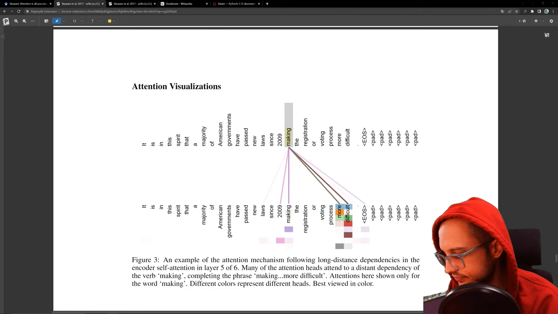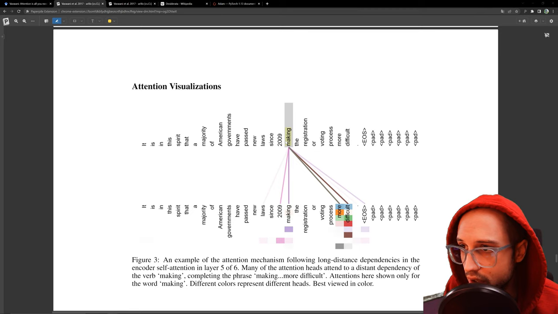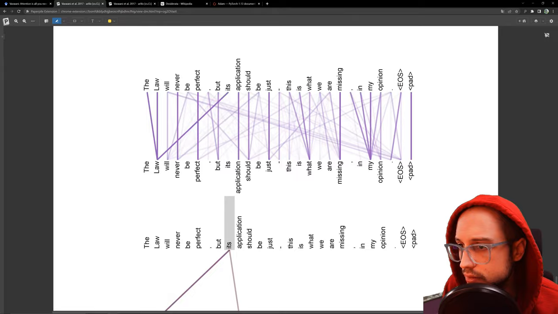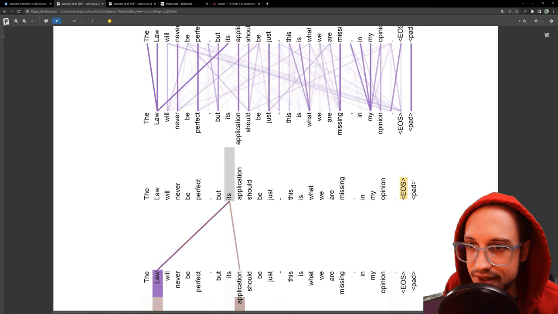So you can see that the word making here is mostly paying attention to the words more difficult, which makes sense. You're making things more difficult. And EOS here is basically just an end of sequence token, and then pad is padding just to make the dimensionality the same.